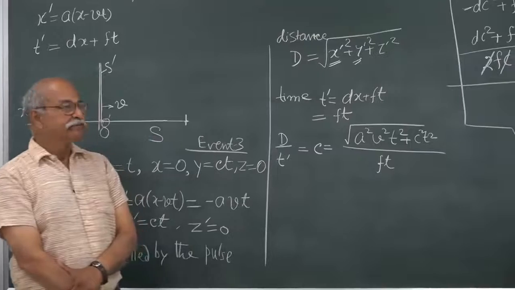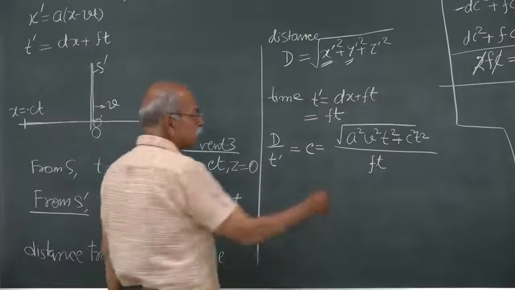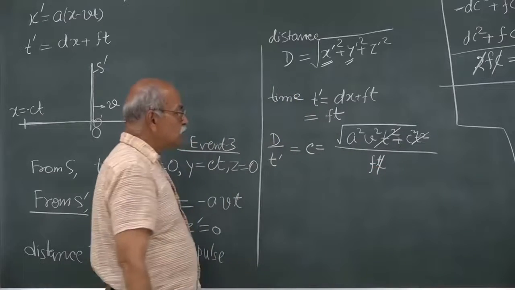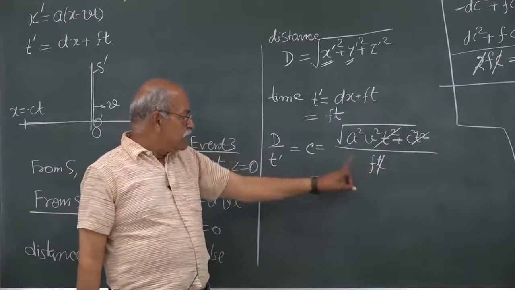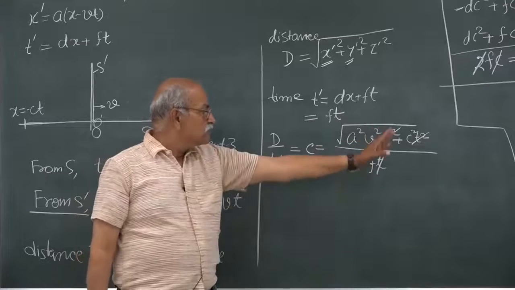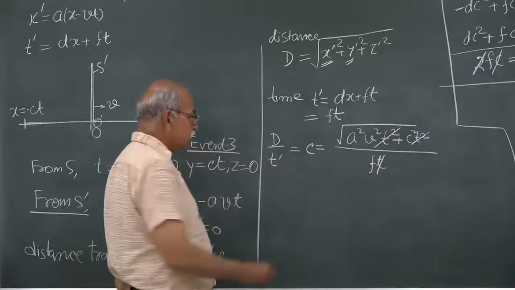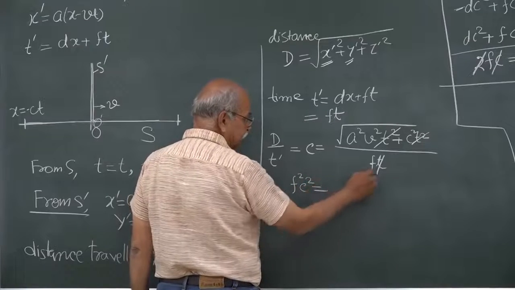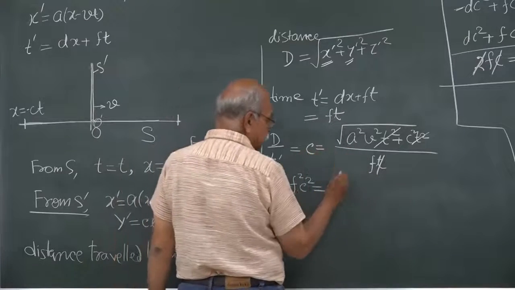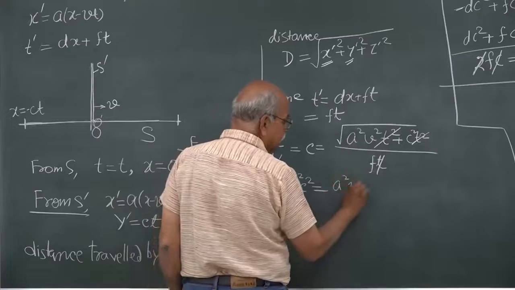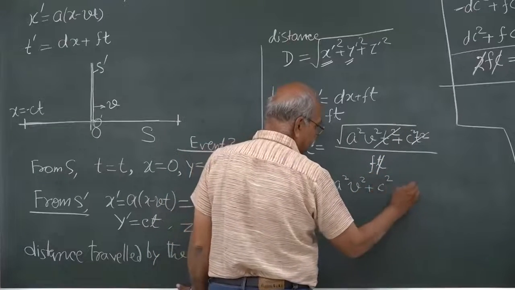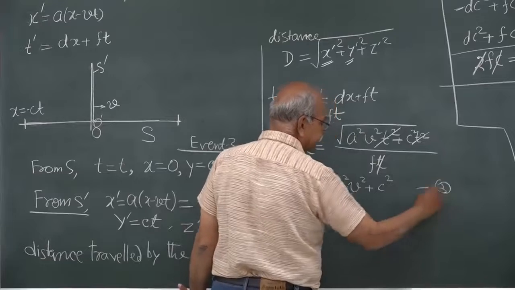This is it. So, t cancels out, this t here, this t here, this t here, that cancels out, and you have f into c is equal to square root of this. So, square it, you have f square c square is equal to a square v square plus c square. This is our equation number 3.